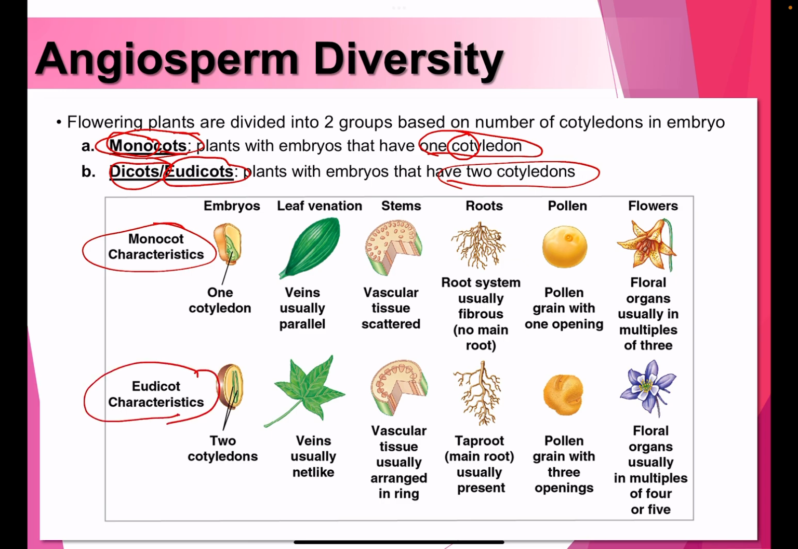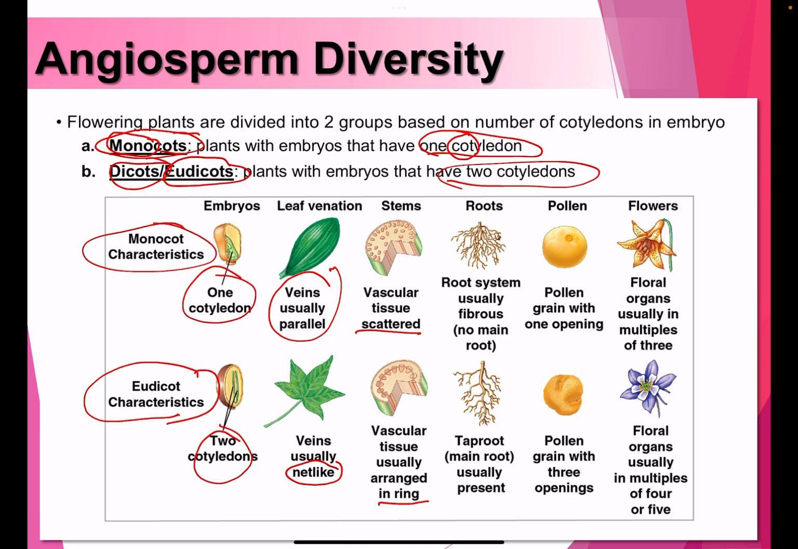In regards to their cotyledon, we already said they have one versus two. For leaf venation or veins, vasculature, usually for monocots they are parallel, whereas for eudicot they are kind of net-like. They form this vein-like network branching structure. In the stems, vascular tissues are usually scattered for monocots. For eudicot, they're usually arranged in a ring structure.